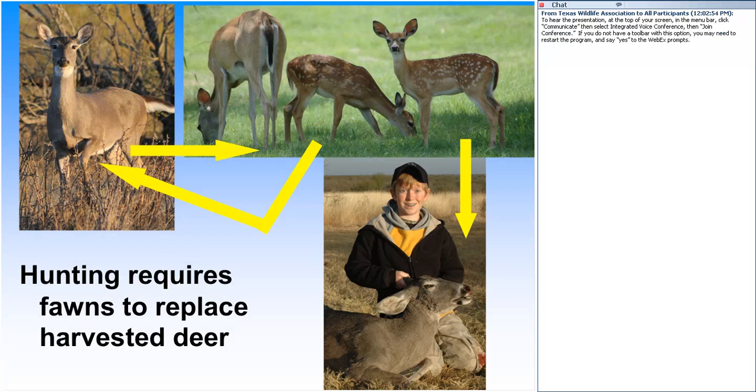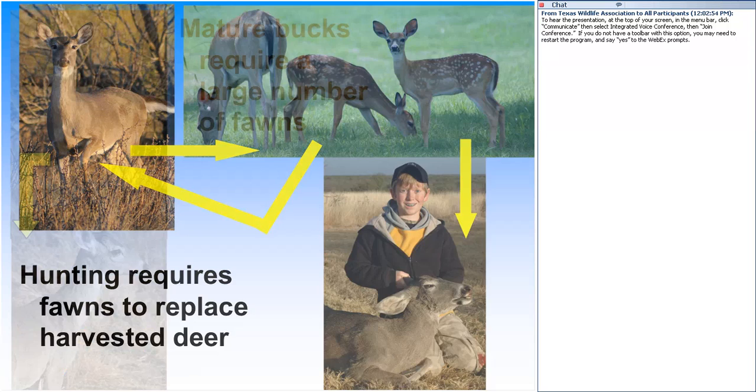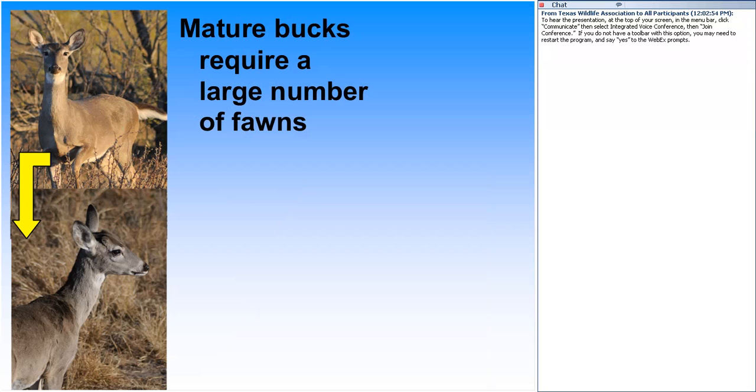Now, if we're interested in hunting, we're going to add another mortality source to the population, and so we're also going to need fawns to replace the deer that we're going to take through harvest. In an even more subtle sense, and maybe a more direct sense related to hunting, fawn production is going to be required if we're interested particularly in getting mature bucks.